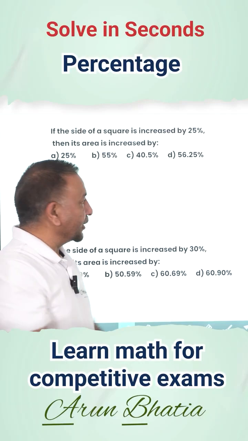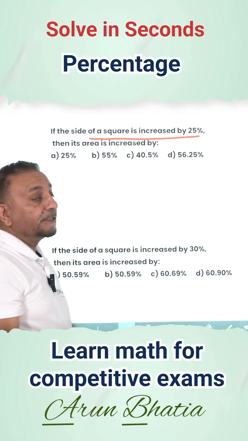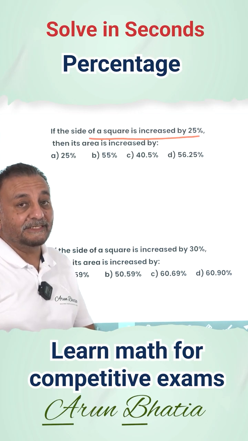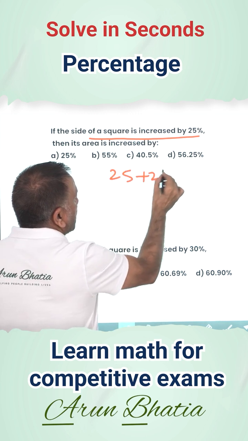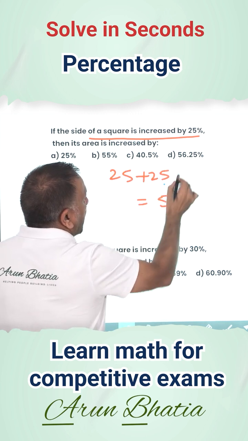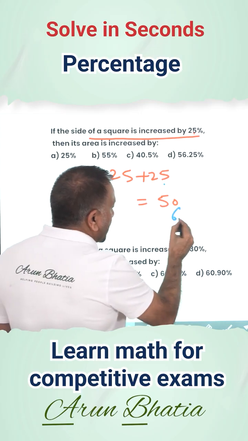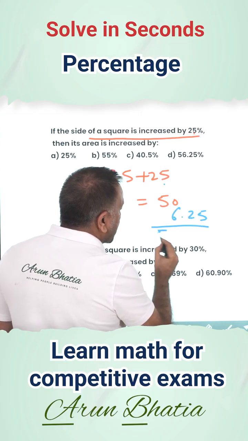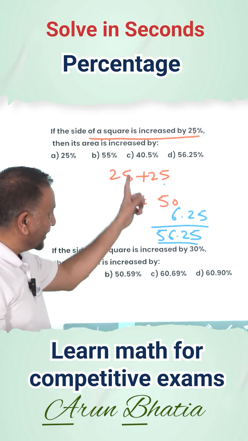The statement is like this. The side of a square is increased by 25%. Then what is the change in area? What is the increase in the area? So 25 plus 25 is how much? 50. And 25 into 25 is 625. So put here 625. So the answer is 56.25. Short method.